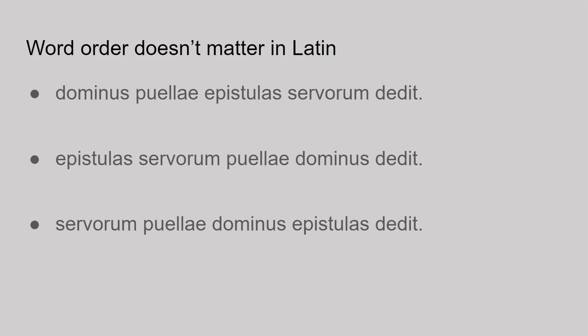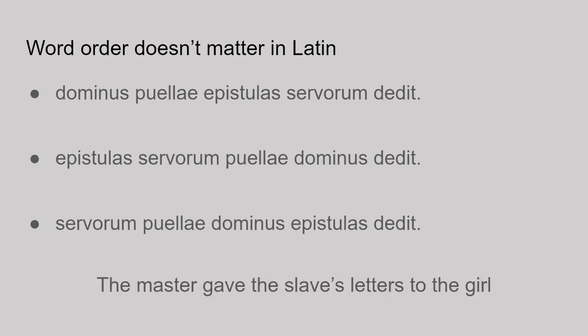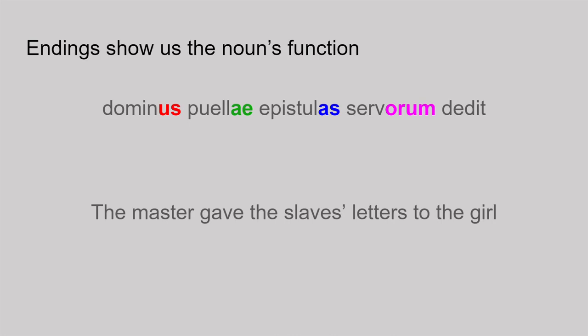Here are 3 versions of the same sentence. Now they all mean the same thing, despite the fact all the words are in different orders. They all mean the master gave the slave's letters to the girl. This is one of the reasons that the endings of words are so important. The endings change depending on a word's function in the sentence. As you can see, each noun has a different ending, and these tell me where to put them in my translation.